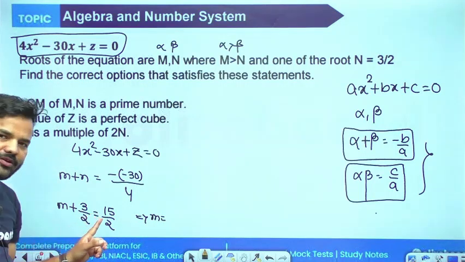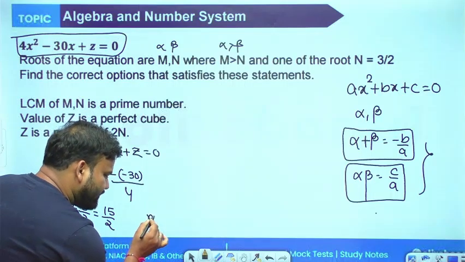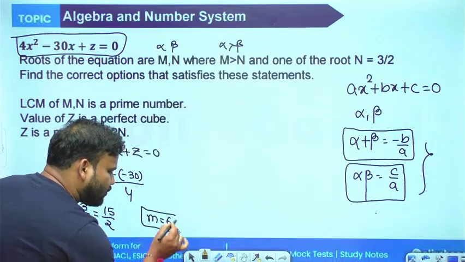15 by 2 is 7.5, and this is 1.5. So that is equal to 6. So we got the value of m. From here we got the value of m as 6. So we got both the values.